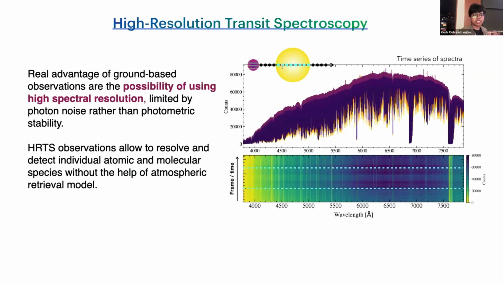The real advantage of ground-based observation is the possibility of using high spectral resolution, limited by photon noise rather than photometric stability. This spectroscopic observation will help to resolve, detect, and characterize individual atomic and molecular species without using atmospheric retrieval models. The figure is a time series of high-resolution spectroscopic observation from ESPRESSO.